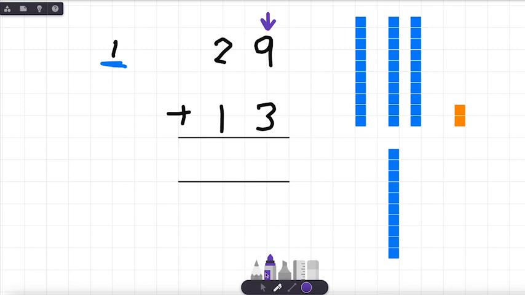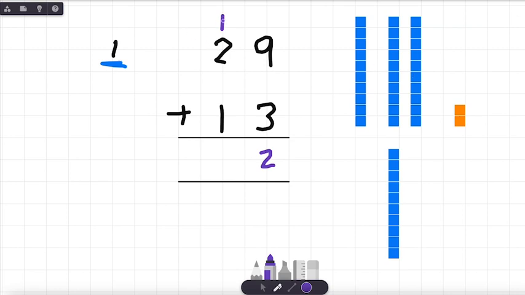Now some people put it at the top or the bottom. It doesn't really matter as long as you're consistent. I'm going to put it at the top. So we have 1 ten as we've got here, and we have 2 units left over. So this 2 is the units number. That's how many units we have, and we've actually made an extra 10. So we need to remember to add that on in the next column.